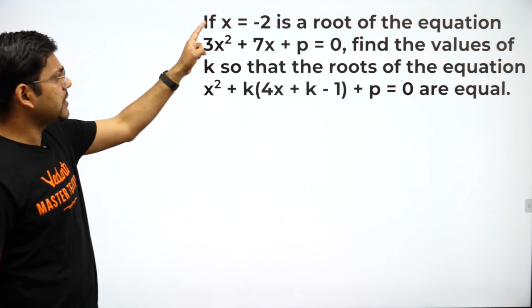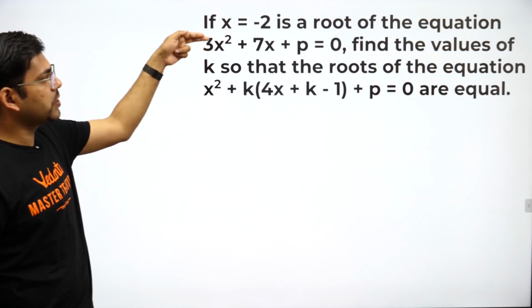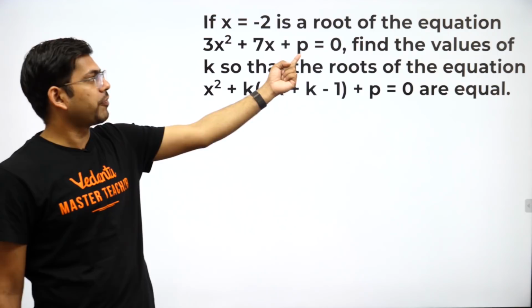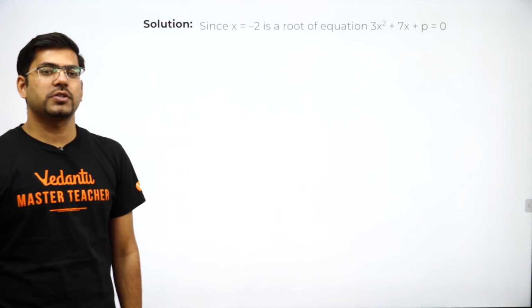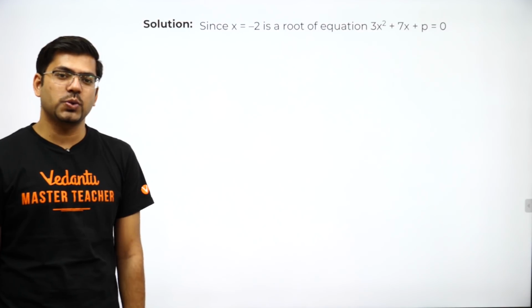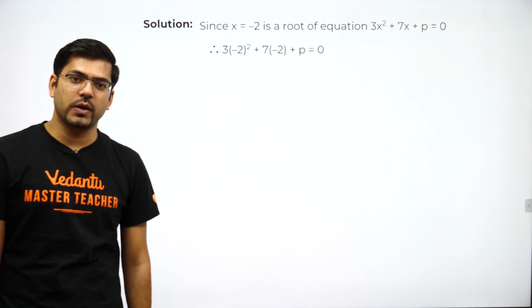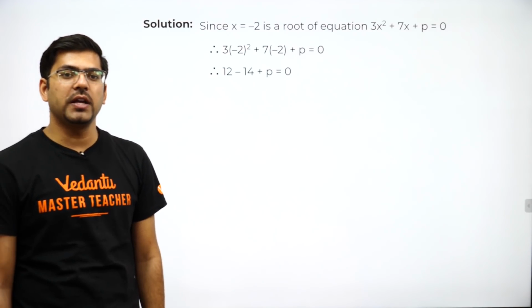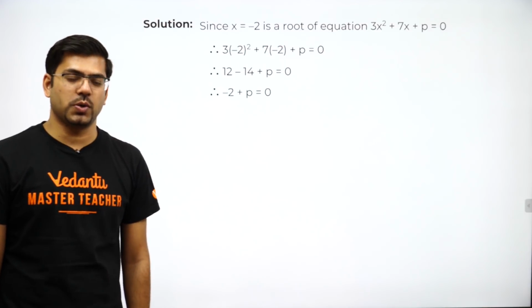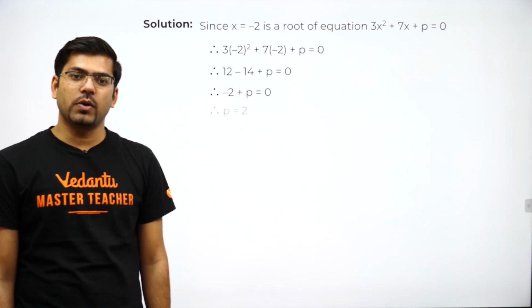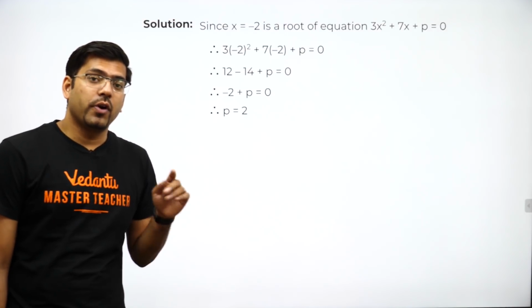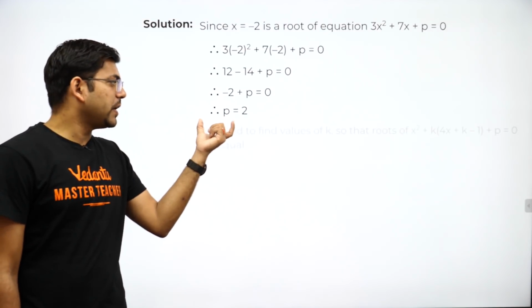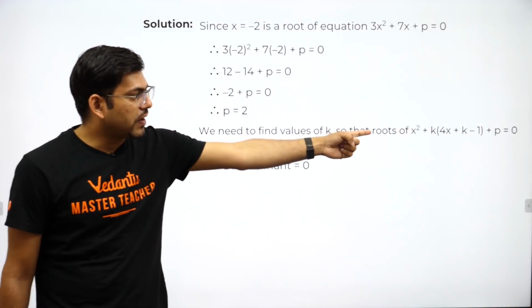First thing is very easy: you will put x equal to minus 2 in this first equation for getting the value of p, because this is a root of the equation. So let's solve this question. The solution goes that since x equal to minus 2 is a root of the equation, we will put it in the equation and we will get the value of p, that is nothing but equal to 2. So we have got the value of p equal to 2. Now, what we will do, we will put this value of p in that equation which was given here.